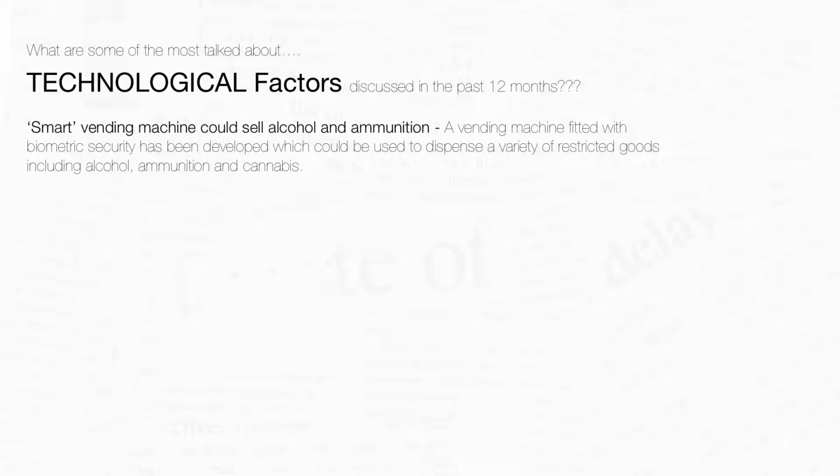What are some of the most talked about technological factors discussed in the past 12 months? Smart vending machines could sell alcohol and ammunition. A vending machine fitted with biometric security has been developed, which could be used to dispense a variety of restricted goods, including alcohol, ammunition, and cannabis.